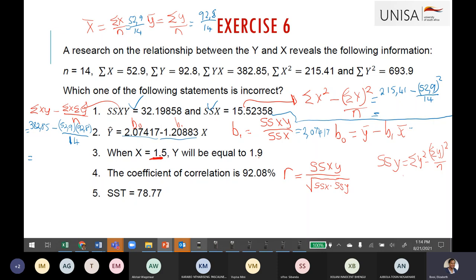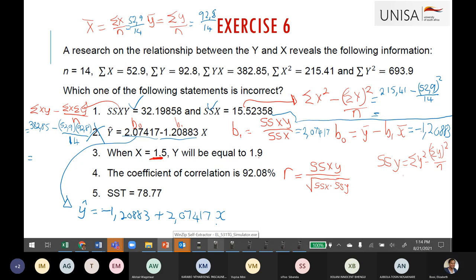So this answer is minus 1.20883. So now it means this is incorrect. It's not the correct formula. We cannot use this to estimate the value of Y. So to estimate, we need to use the correct formula, which should be Y hat equals B0, which is minus 1.20883, plus 2.07417X. So we need to put here times 1.5. We need to substitute 1.5 there.